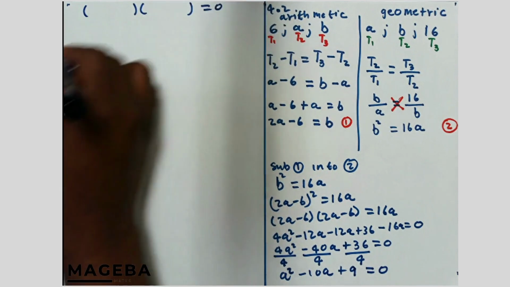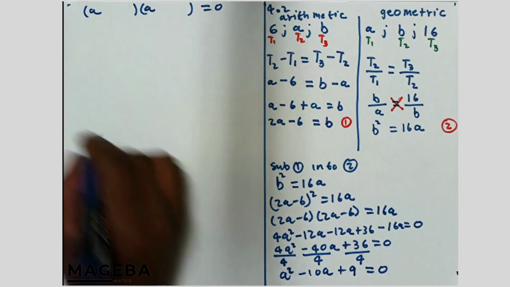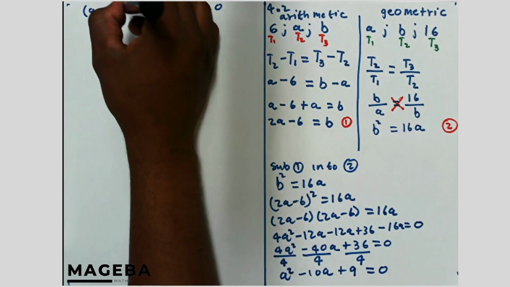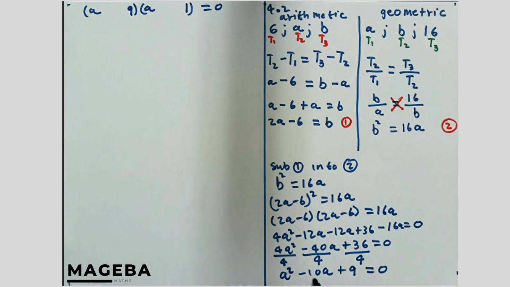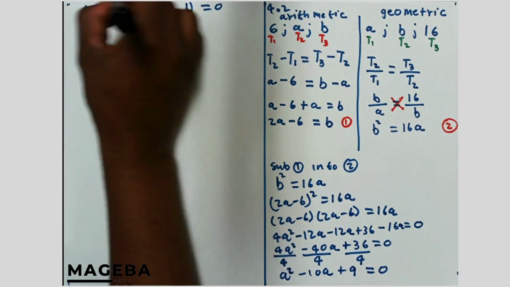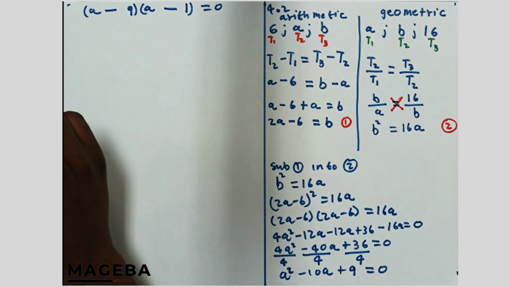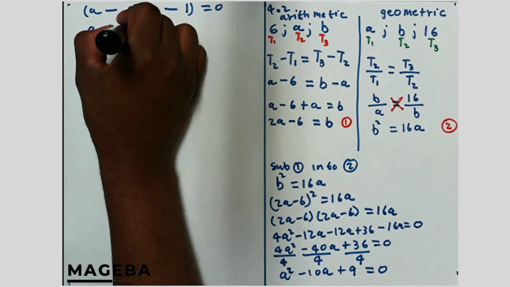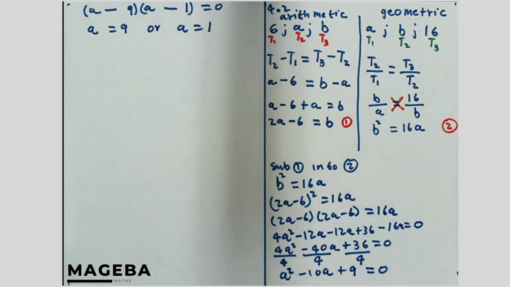My factors here are A and A. Factors of 9 that are going to give me 10 are 9 and 1. Since my middle term is negative, it's going to be negative, negative. If you don't know how to factorize, please use the quadratic formula. It's also going to give you the correct answer. So my first A is equal to 9, or my second A is equal to 1.